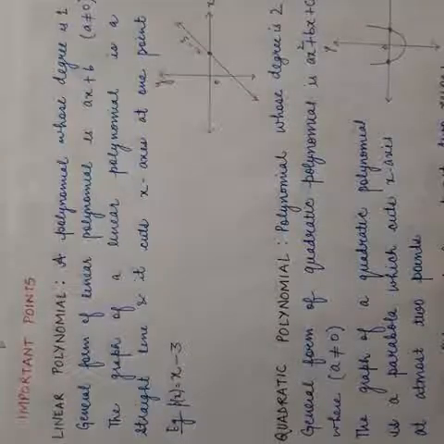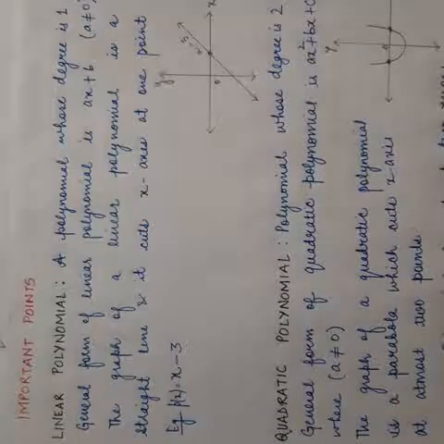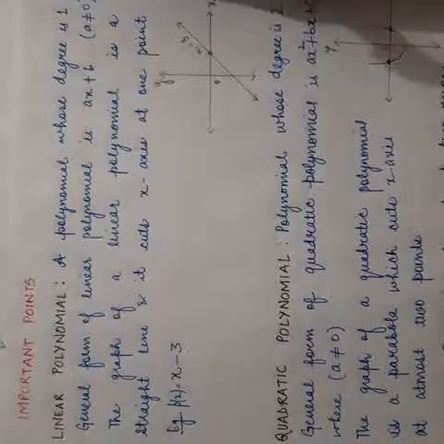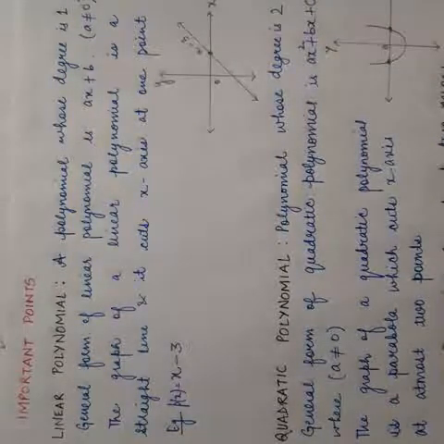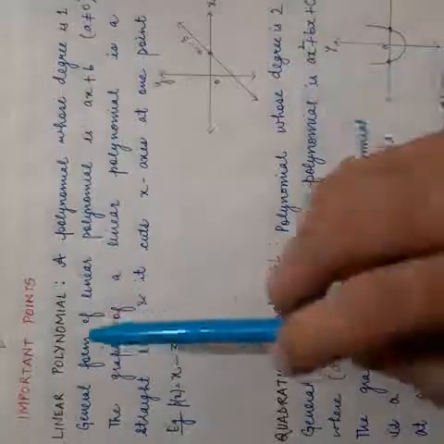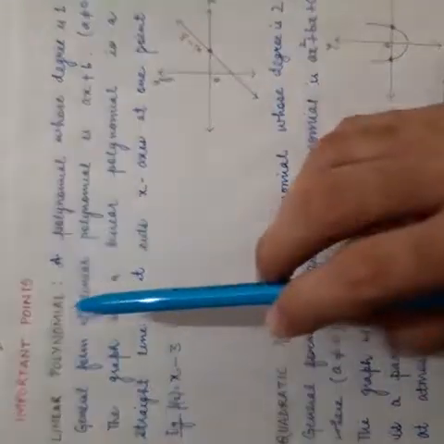Exercise 2.1 in your NCERT books is based on this concept of geometrical meaning of zeros. You will try those questions on your own. Further, we'll move to some important terms related to polynomials.